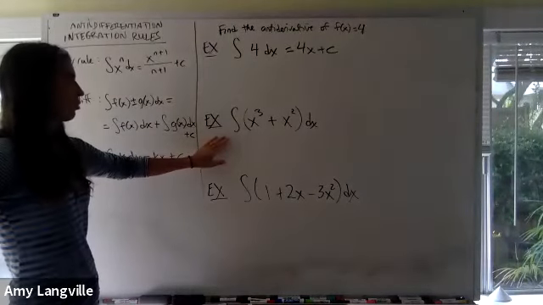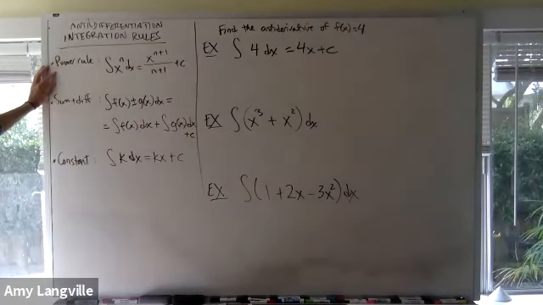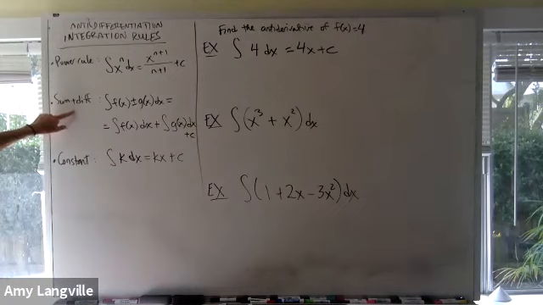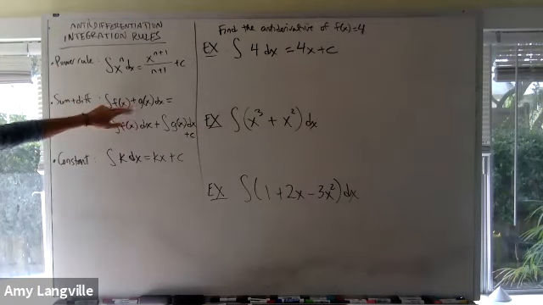Now the second example, we're actually going to use a couple rules. We're going to use the power rule and the sum rule. The sum rule works for sum and difference; it could be plus or minus. We're going to just think about it first with the sum rule.